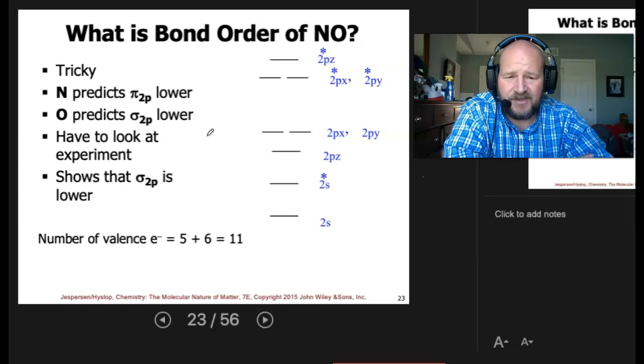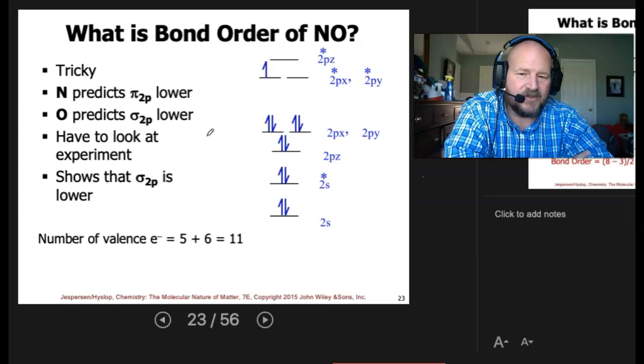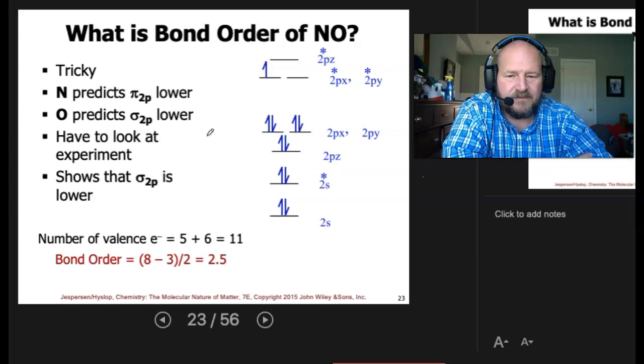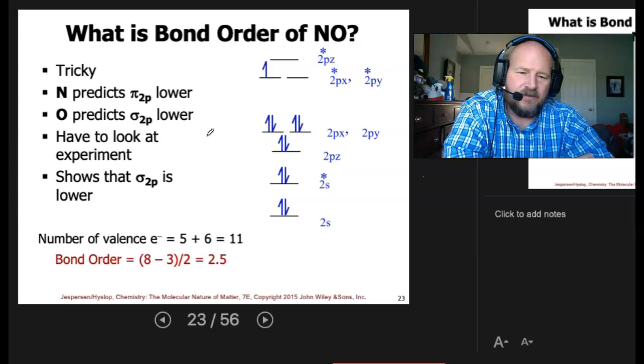The number of valence electrons here will be 11. So we'll fill that in with only one electron going up to the pi 2px star. The bond order here should be 2.5 this way. Okay.